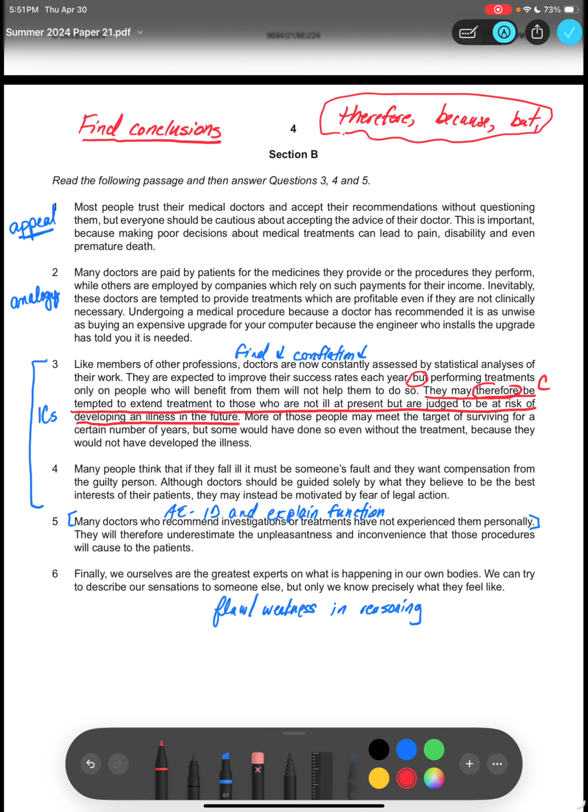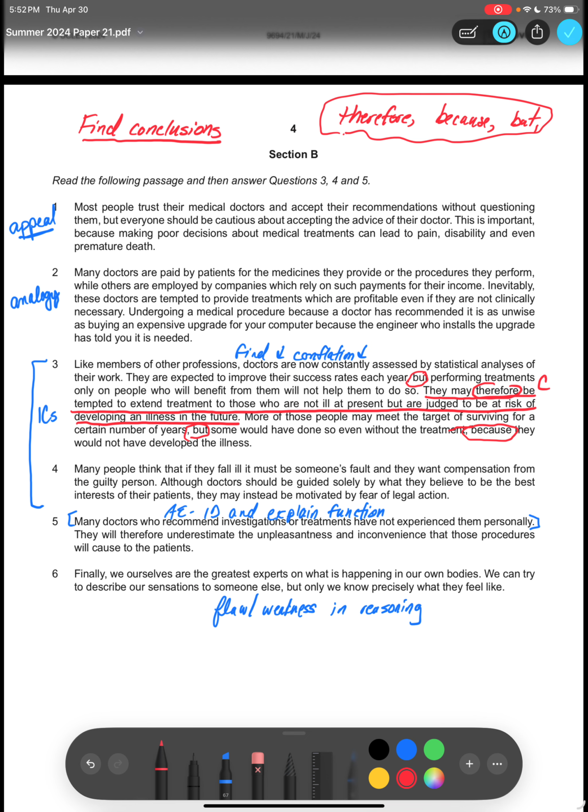More of those people may meet the target of surviving for a certain number of years, but, there's that word, some would have survived even without the treatment because they would not have developed the illness. So we got a but and a because here. That means look around for a conclusion.